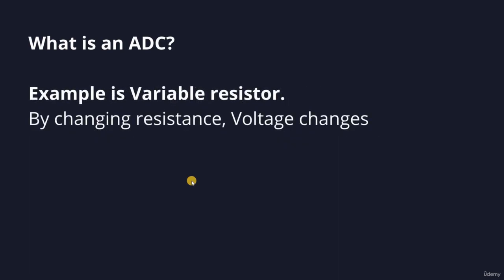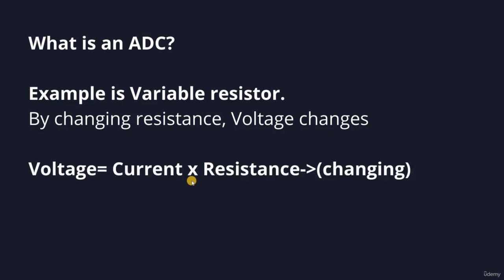I'm going to give you an example of a variable resistor connected to a voltage source. If you change the resistance, the voltage changes. If you don't have any knowledge about electrical circuit calculations, there is a very simple law, and with very basic math knowledge, you would understand it. Voltage is the current multiplied by resistance. If you change one side of the equation, say we are changing resistance, this voltage is going to change, right? So this is how we have a varying voltage.